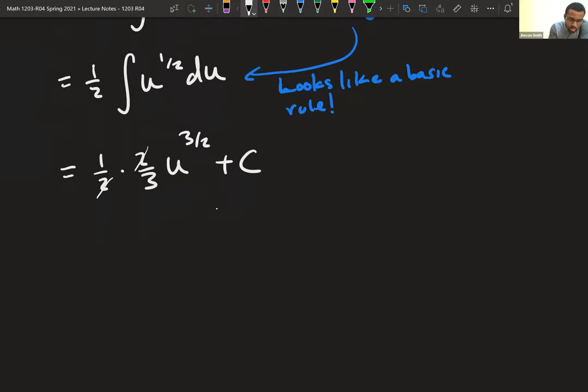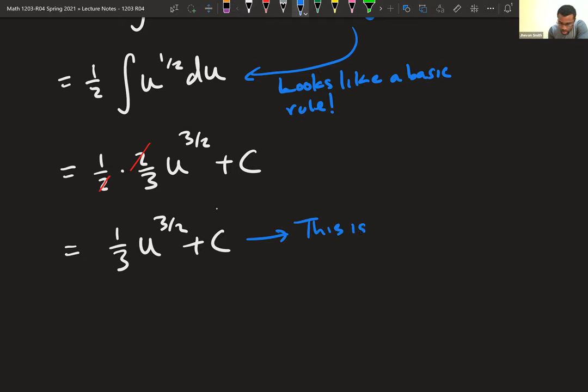Our 2s would cancel. And so I have 1/3 u to the 3/2 plus c. Now that's the answer in u, but the question was asked in terms of a different variable, in terms of x, right? So this is the answer in terms of u.